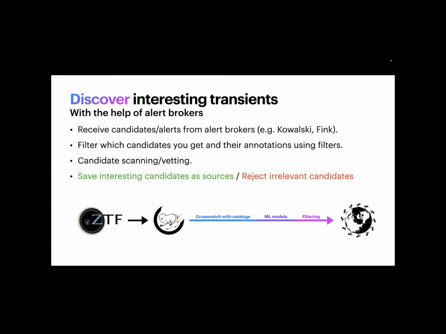So users are able to do this through a query language. For those that are familiar with it, it's MongoDB, so it's a non-relational database. You can use that native query language to both filter through the data and also create annotations with specific data that you're expecting to be able to see from the front end. And then we have a dedicated page for the candidate scanning and vetting. So you can either save the candidate as a proper source, or you can reject it.